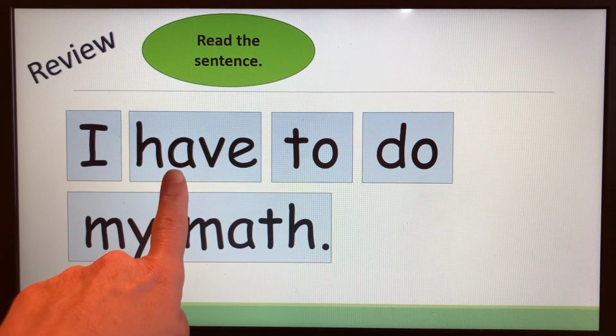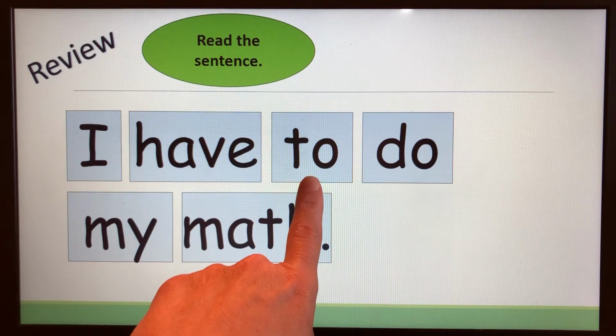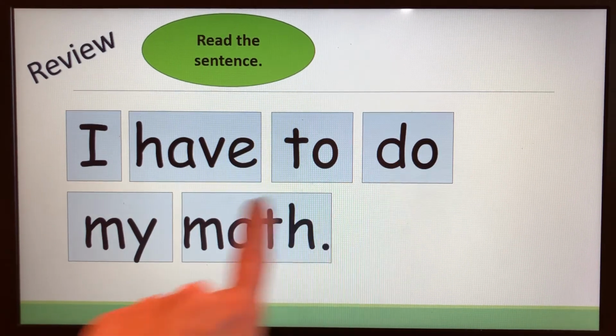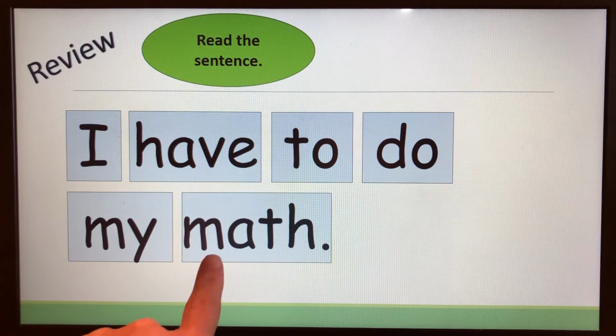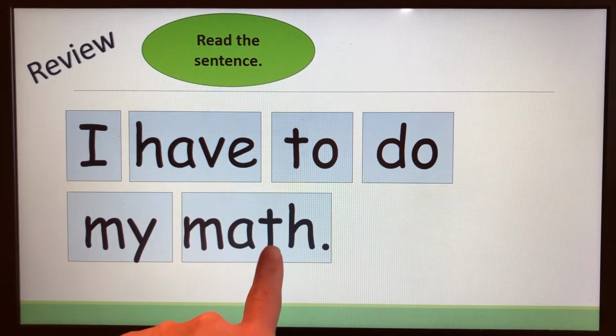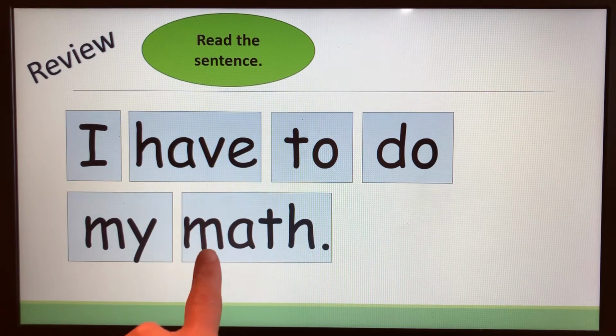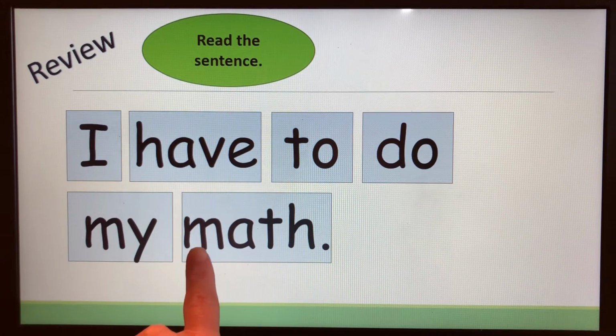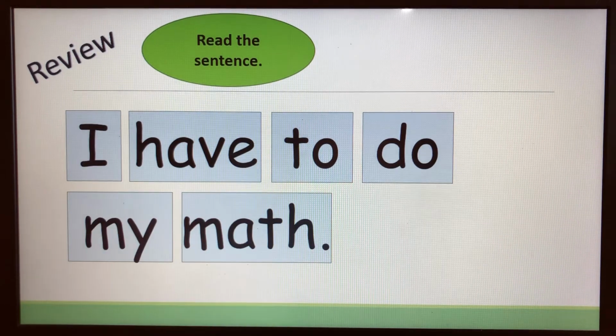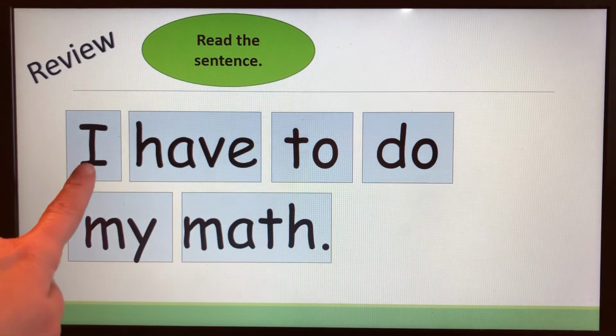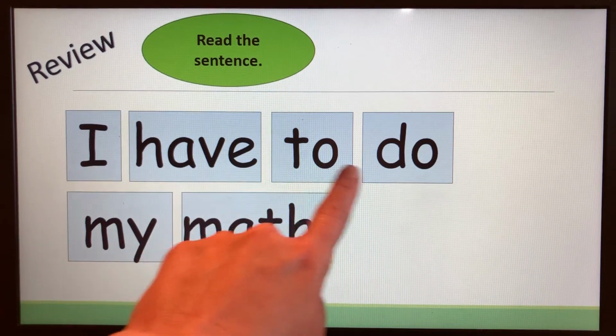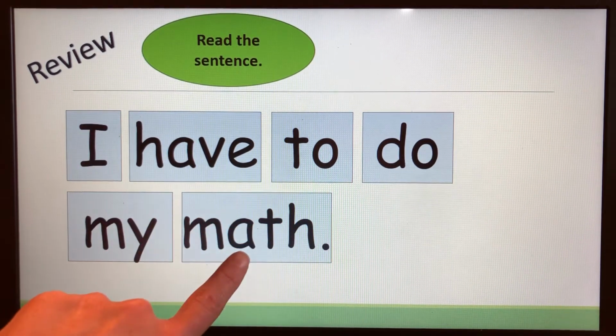I have to do my, let's work on this word together. It has TH in it, and this is a recent skill that we learned, that TH makes the sound th. So let's sound out this word. What do you think the word is? That's right, math. Let's read this sentence again. I have to do my math.